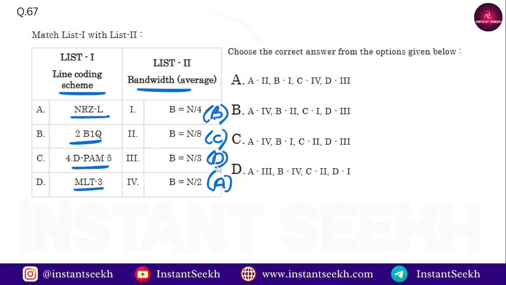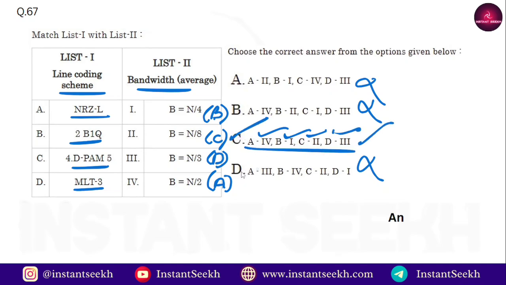So option A goes for 4, so these two get eliminated. Then B goes for first, so this also gets eliminated. A goes for 4, B goes for first, C goes for 2 and D goes for 3. So option C is your correct matching option for this particular question. Okay, let's move on to the next.